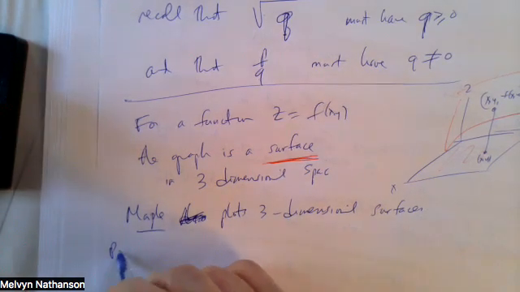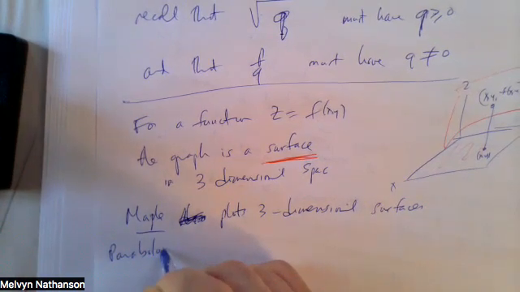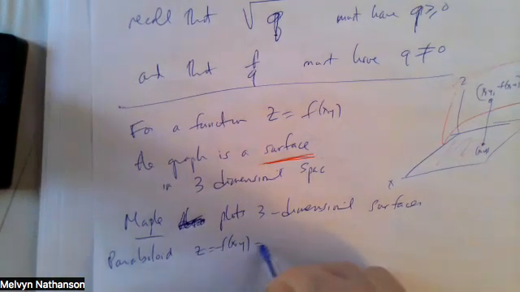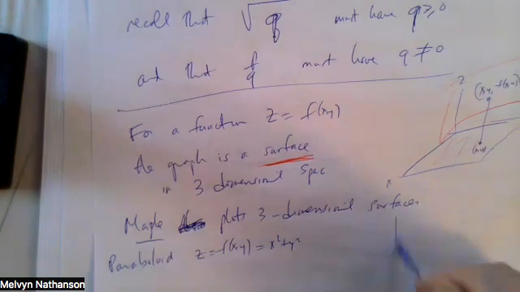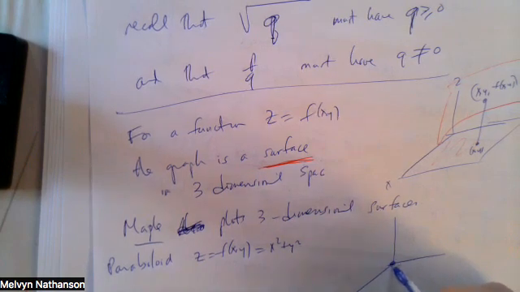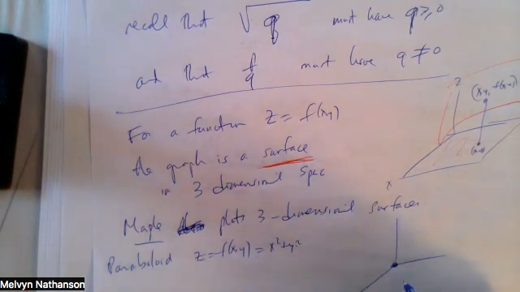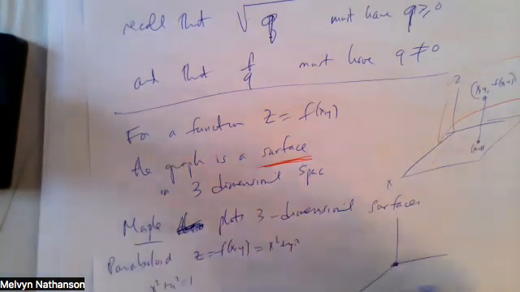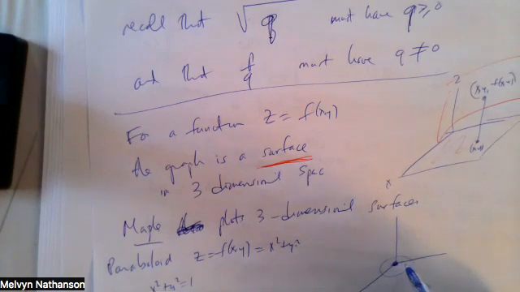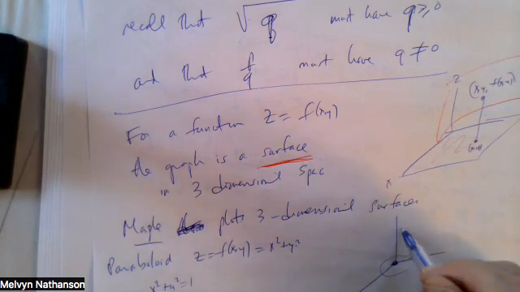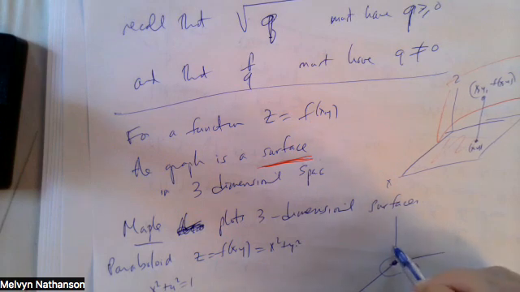So here's what is called a paraboloid. We have z is some function of x and y, and the function is just x squared plus y squared. So at the point 0, 0, z is equal to 0. On the circle x squared plus y squared equals 1 in the xy plane, the value of the function is 1, so the height is 1.